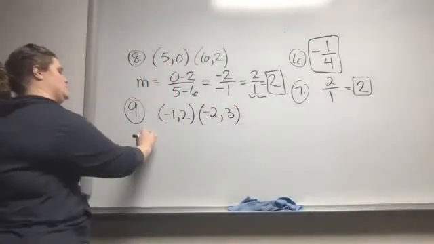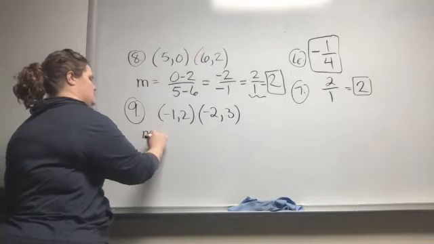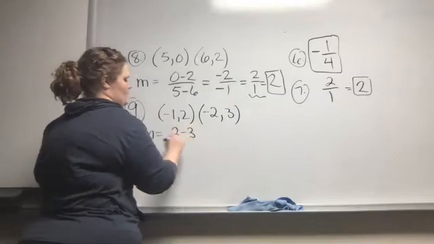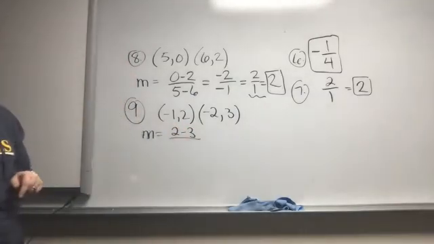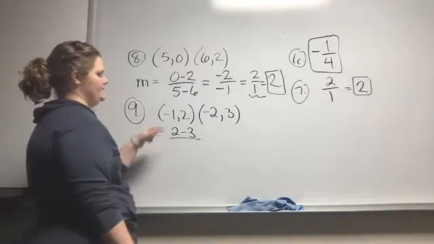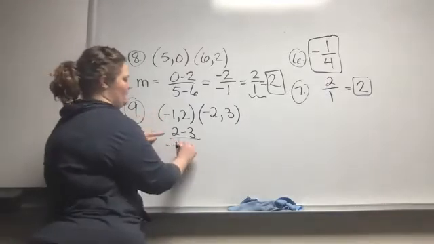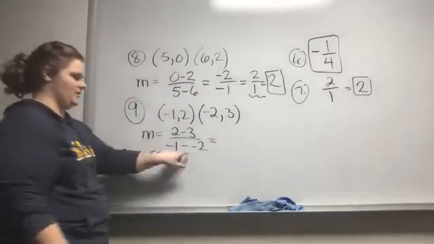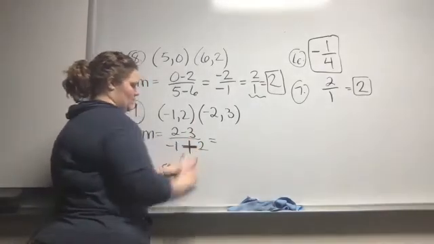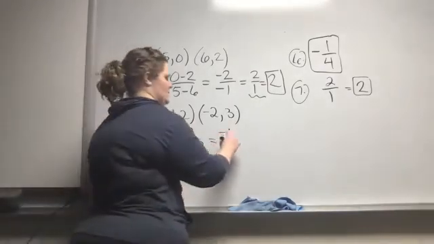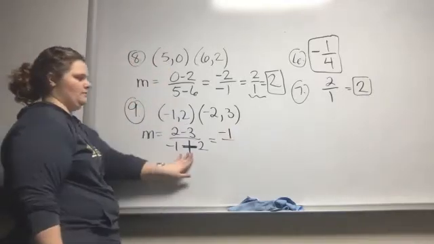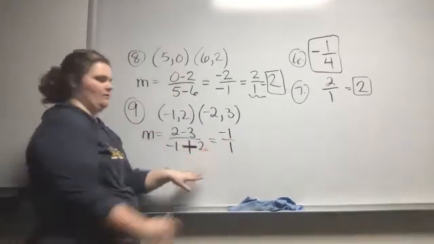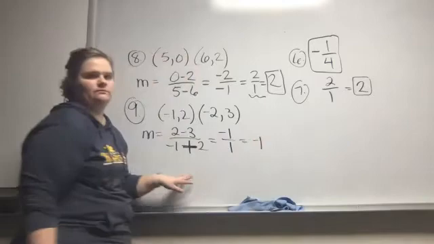Okay, M equals y minus y, 2 minus 3, over x minus x, -1 minus a -2. Okay, remember two negatives by each other, that's going to connect up and make a big plus. 2 minus 3 is -1. -1 plus 2 is 1. Now I could leave it like that, or I could just say -1. Either way.